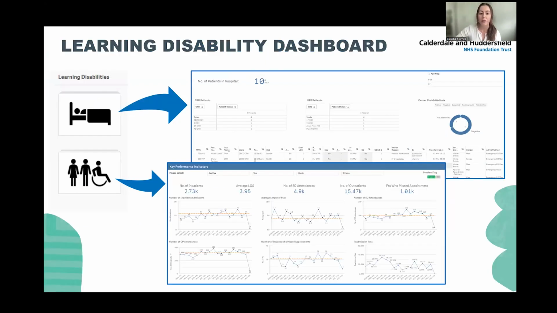Next slide, please. So this is an example of our learning disability dashboard. It shows live data so staff can see where and when patients with learning disabilities are in the hospital. And if anyone can see, I know it's really small, but it shows things like inpatients, outpatients, length of stay, missed appointments and ED attendances as well. Next slide, please.